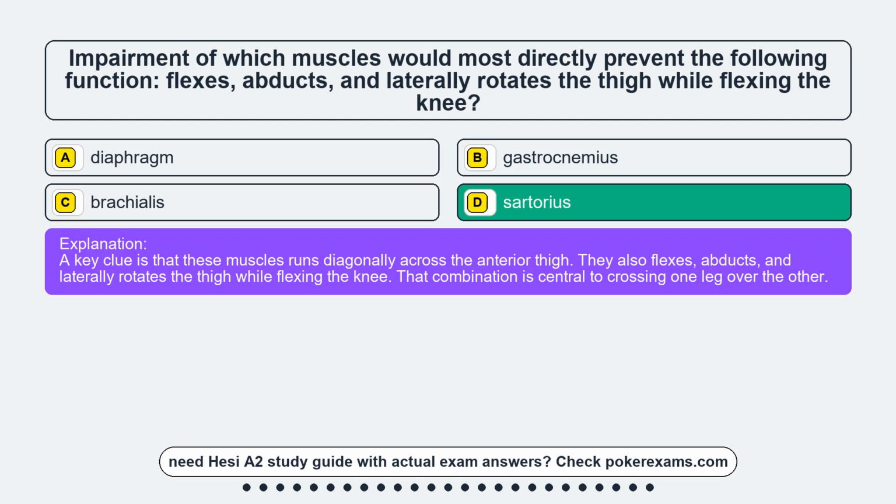A key clue is that this muscle runs diagonally across the anterior thigh. It also flexes, abducts, and laterally rotates the thigh while flexing the knee. That combination is central to crossing one leg over the other.